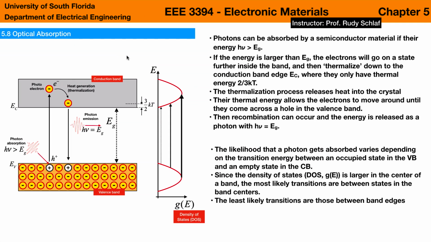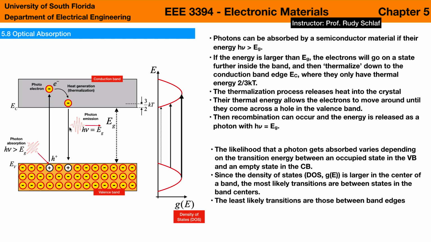The final chapter in chapter 5 is optical absorption. And so you know now already that when a photon impinges on a semiconductor with a photon energy that's larger than the band gap, then we get photoelectrons in the conduction band, and these electrons thermalize to the band edge, and there then they have their thermal energy, 3/2 kT, with which they can move around and find a hole to recombine with. And if this is a direct semiconductor, then we get a photon emitted that corresponds to the energy of the band gap.